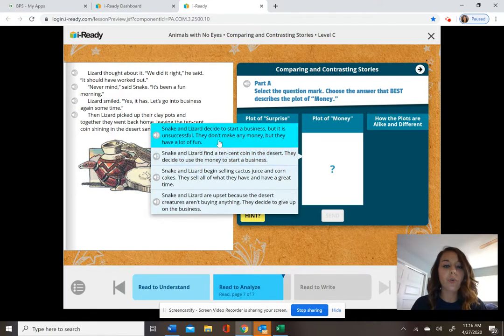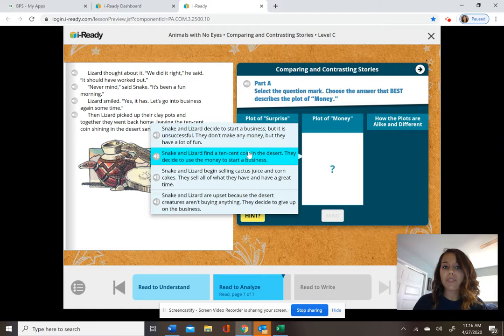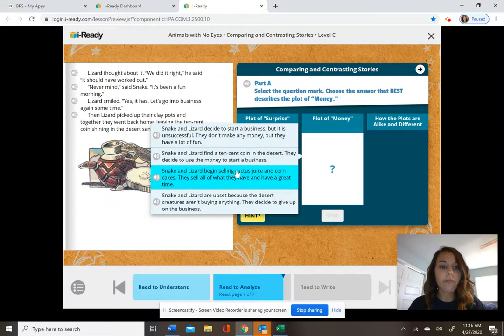So is that the story plot of what happened? Did they find a 10-cent coin and decide to use the money to start a business? Even if that's true, is that all of the events of the story? Is that the plot of the entire story? They start to sell cactus juice and corn cakes. They sell everything that they have and they have an awesome time. Is that what happens in the story? I don't know. And then last, Snake and Lizard are upset because the desert animals aren't buying anything and they decide to give up. Are they very, very upset by that? You need to pick which one makes the most sense.